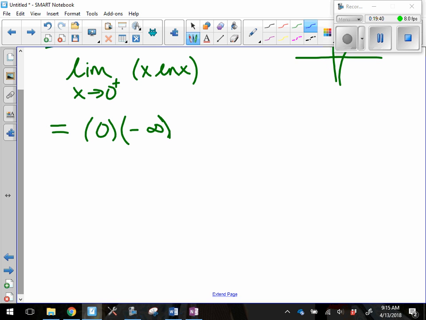But what we do in this situation is we let x be equal to 1 over h. And then we change the limit. And if x is going to be 1 over h, if x is approaching 0, what should h approach? 1 over 0, which is what? Infinity. And actually, it's going to be positive infinity because I'm approaching 0 from the positive side.